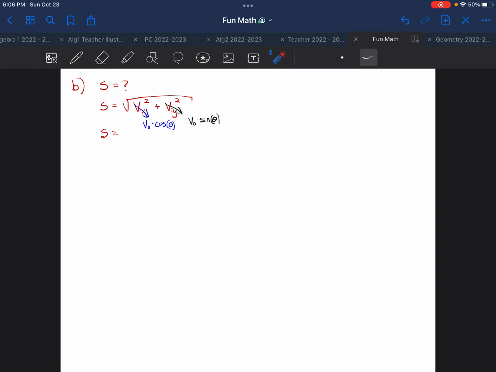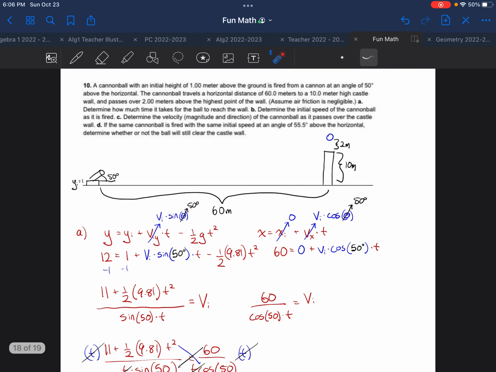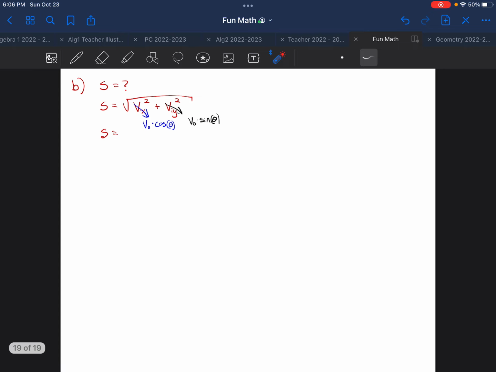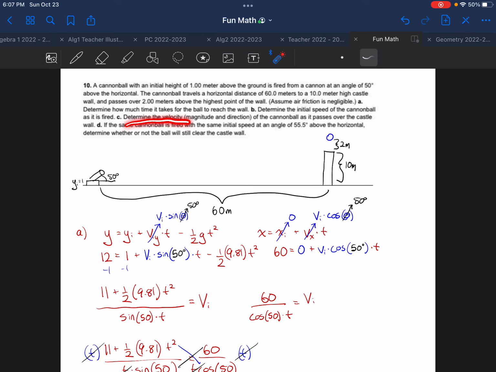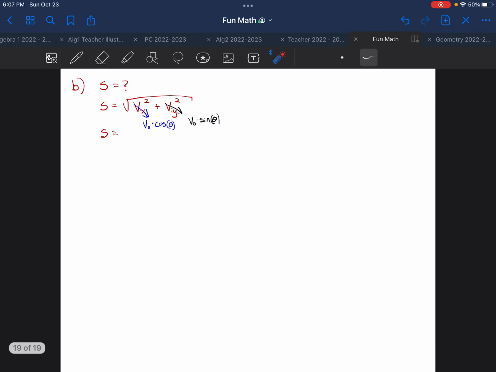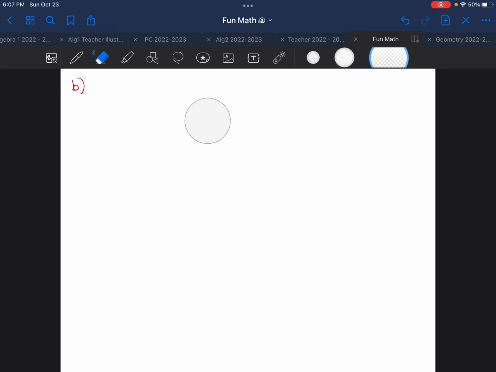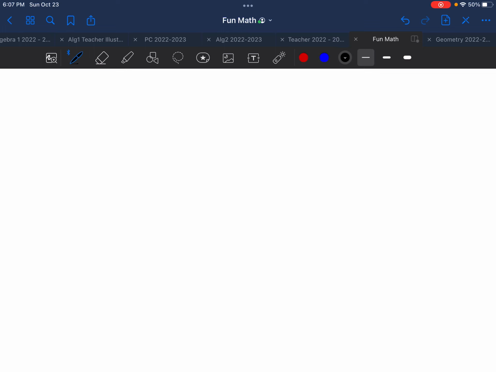Wait, isn't that what the question is asking for, speed or velocity? Let me check my notes. Oh, okay, I'm being silly. Part C is asking for that: determine the velocity as it passes over the castle wall. If it's just initial speed, it's just the initial velocity. I apologize, ignore everything that I just said. I just want the initial velocity as it comes out of the cannon.